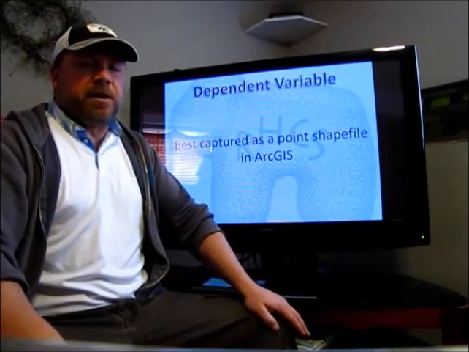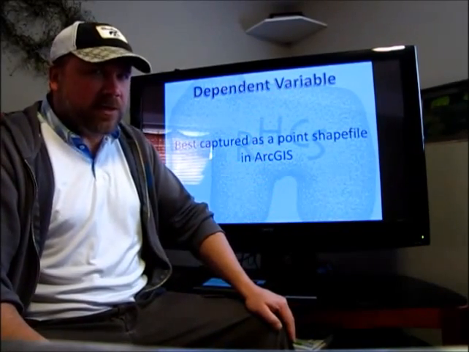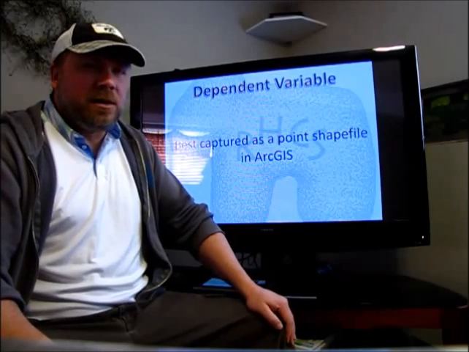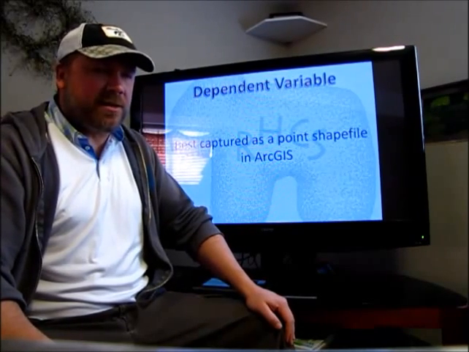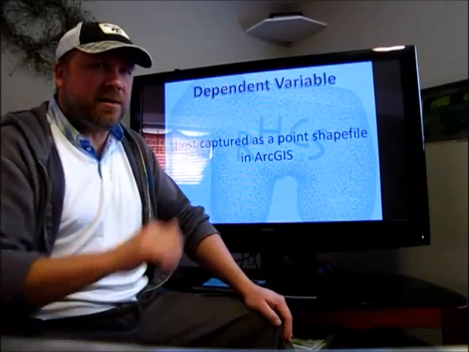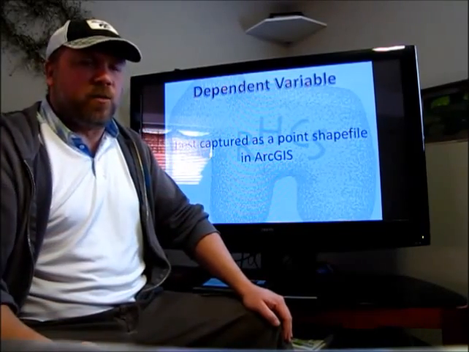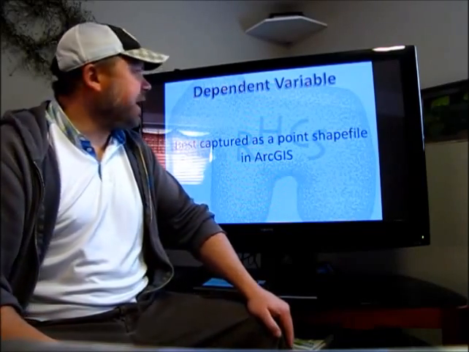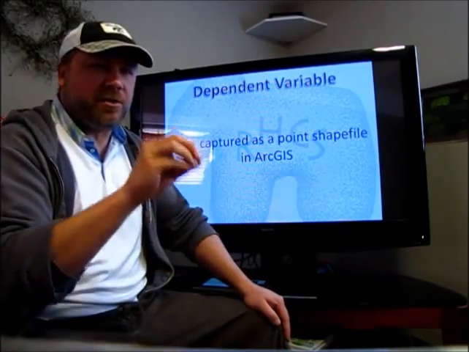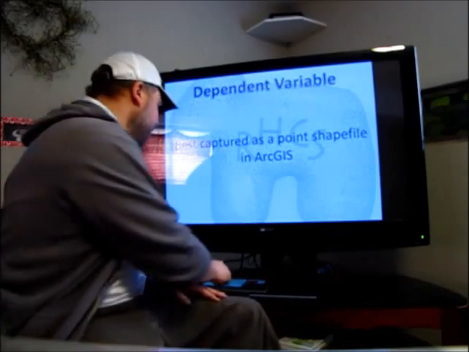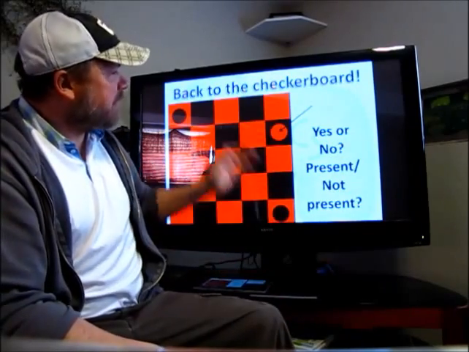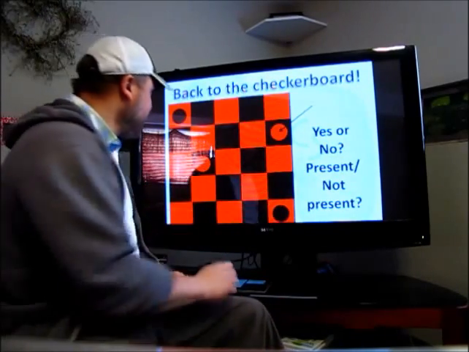So your dependent variable in a logistic regression is a lot of times best captured as a point shapefile. So in this case, we're going to use a point shapefile to locate with an XY coordinate where an archaeological site is. So we're going to capture where known sites are using a point shapefile in ArcGIS. So come back to our checker grid. Again, yes, no, present, not present.